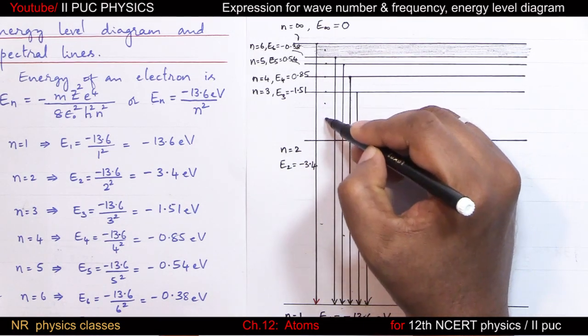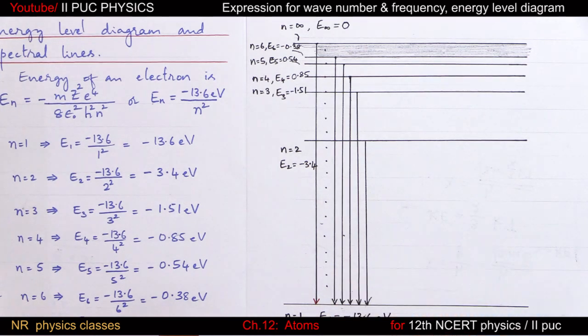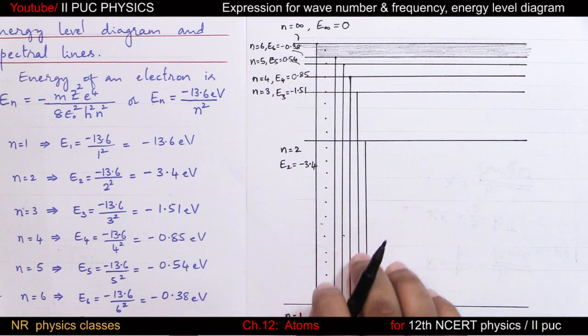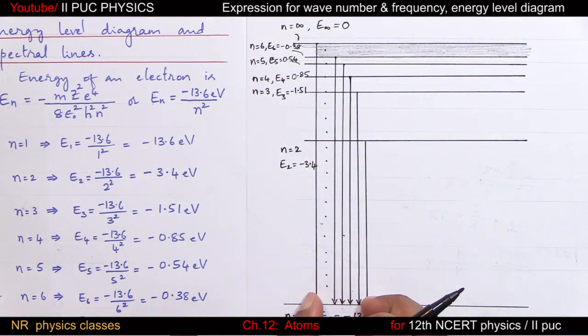Let me denote that by this dotted line. If electron takes transition from higher energy states to the lowest state, the ground state, then this bunch of radiation is called Lyman series.